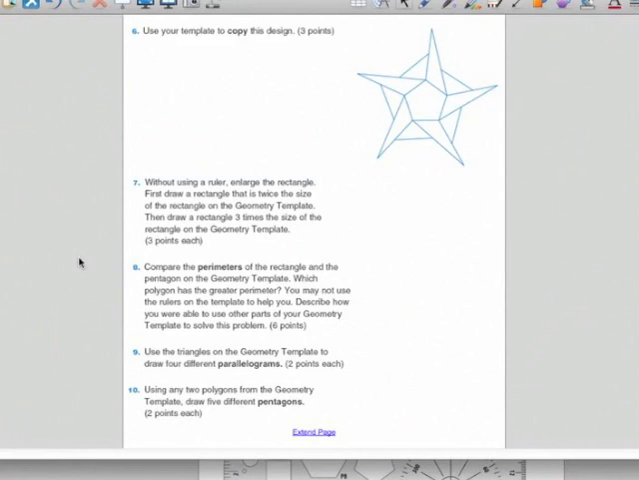Number 9, use the triangles on the geometry template to draw 4 different parallelograms. 2 points each. And number 10, using any 2 polygons from the geometry template, draw 5 different pentagons. Ooh, okay, so put 2 polygons together to see if you can make pentagons, okay? 2 points each for those ones.